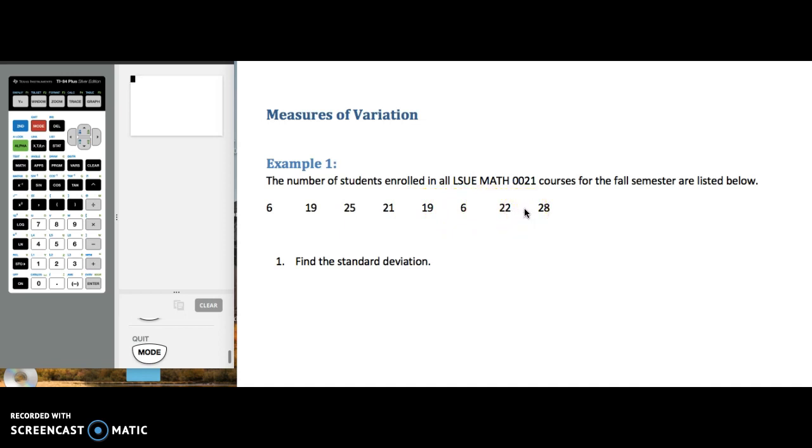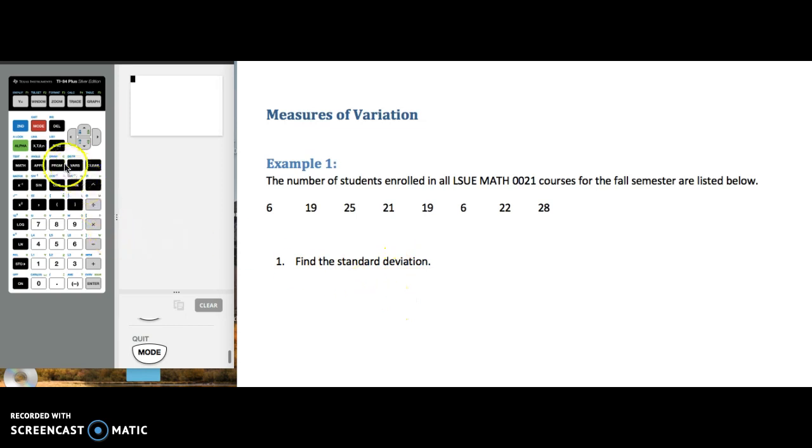The first thing you always want to note: are you dealing with a sample here or are you dealing with a population? Well, since we listed the number of students in all of the math classes, we're dealing with the population. If it had stated something like randomly selected math classes, that would have been a subcollection, or a sample. So here we're dealing with a population. The first question is find the standard deviation.